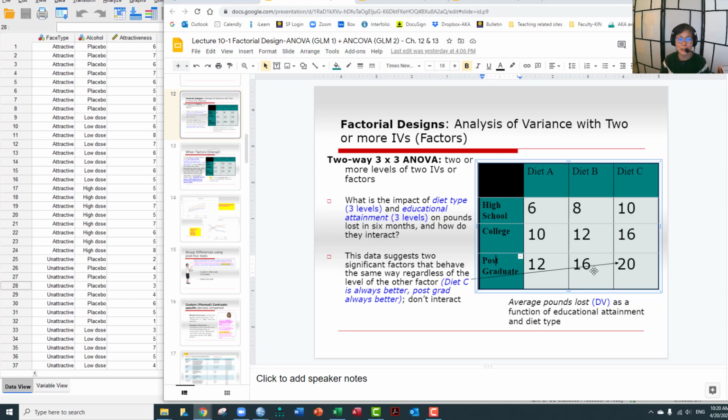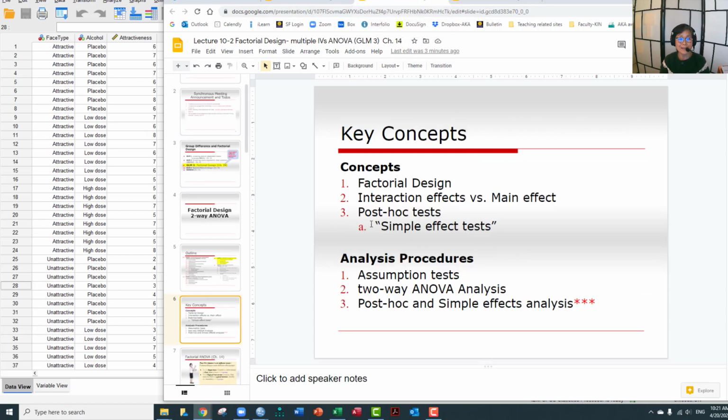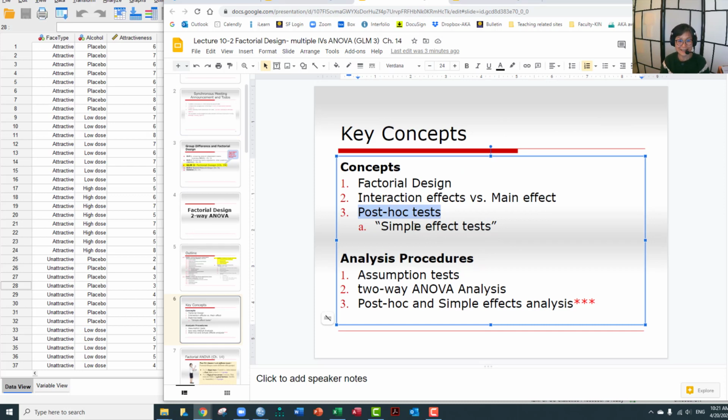Interaction effect, you're looking at differences between high school diet C versus diet A, college diet A versus college diet C. You could also look at college diet A versus postgraduate diet A. Do you see that combination? They're looking at it. That's called interaction effect. Okay. Then the last one, post hoc again.